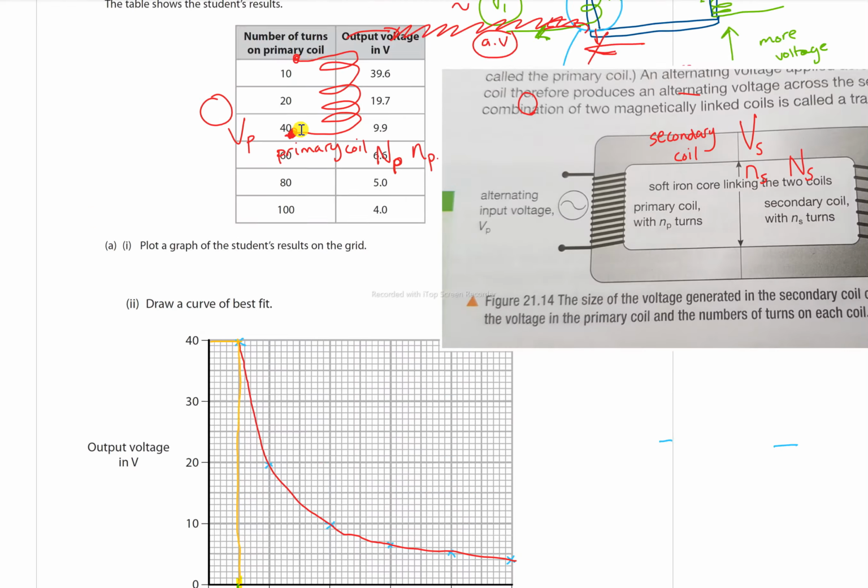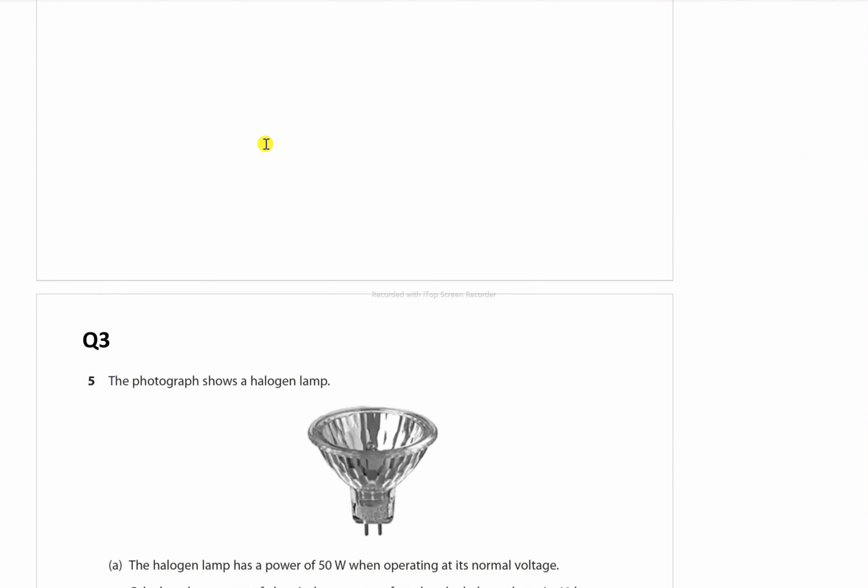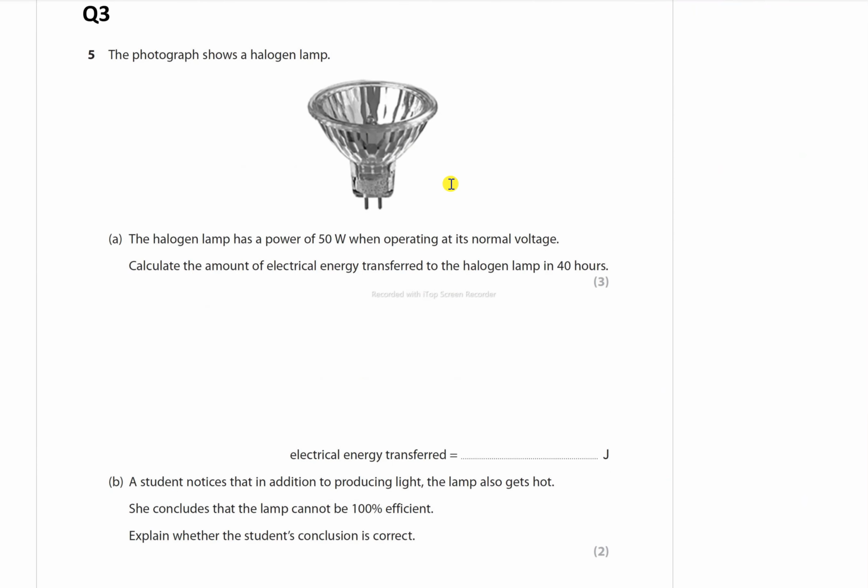Right, okay, so let's move back down to the next question. Right, okay. So here's a halogen lamp. Here's a power of 50 watts. Calculate the amount of electric energy transferred in 40 hours.